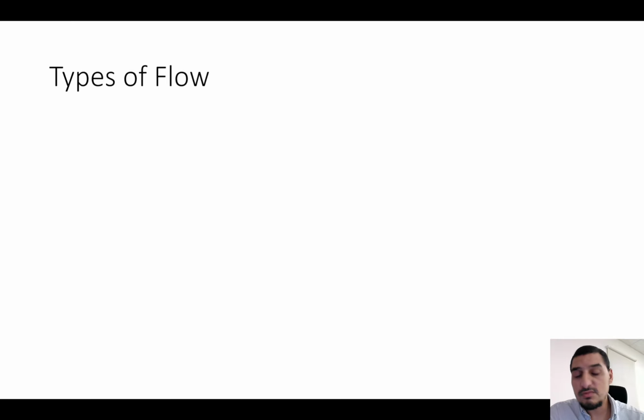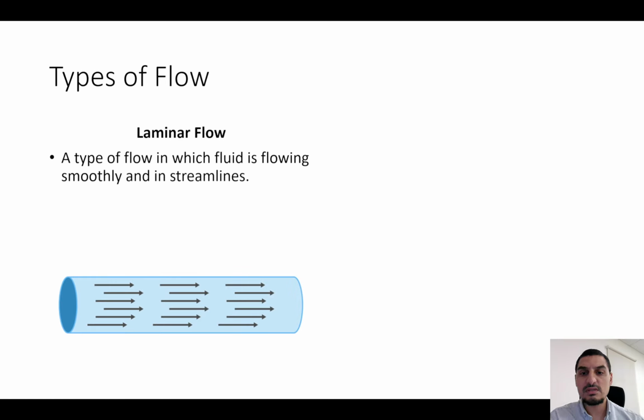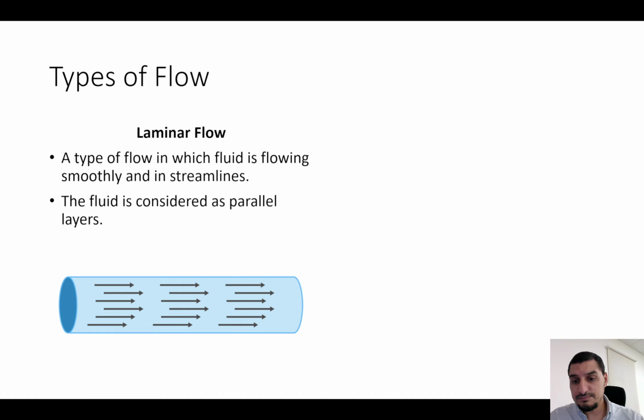This is about the types of flow. So for any fluid flow, specifically in pipes and tubes, the fluid will flow in one of two regimes. One of them is the laminar flow, and the name is telling a lot about the nature of this flow. So for the laminar flow, the fluid is flowing very smoothly, as if it's parallel layers sliding over each other. And this is usually the case for low velocities.